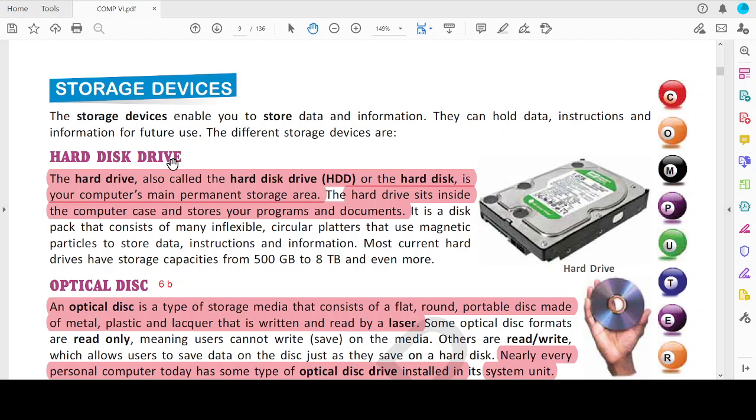So what is a hard disk? It's a permanent storage area from where we can fetch data and process.